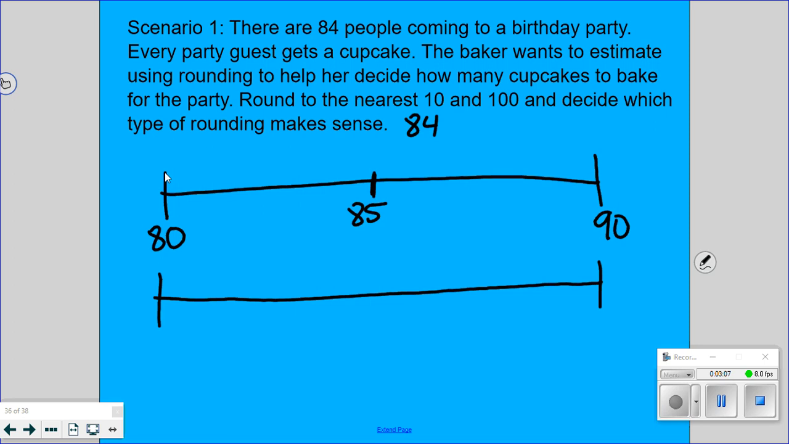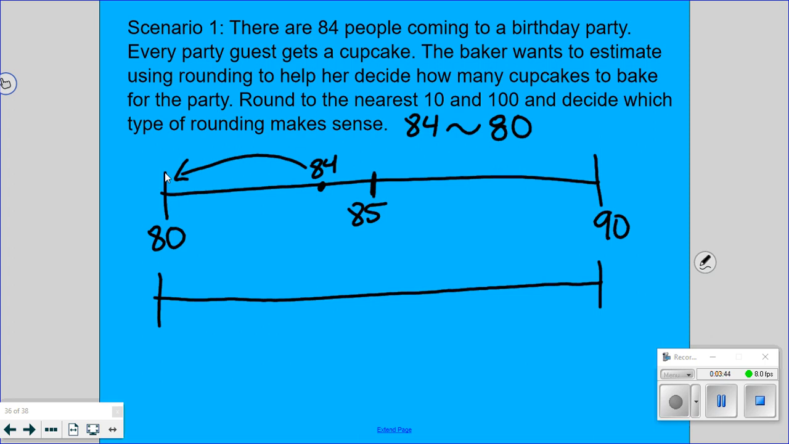Where's 84 go? Before 85 or after 85? Madison? Before 85. So you should have written somewhere 84 is about 80. Give me a thumbs up if you got that. I think 80 is about 84. No, you gotta go the other way. Bryson, put it on my desk.